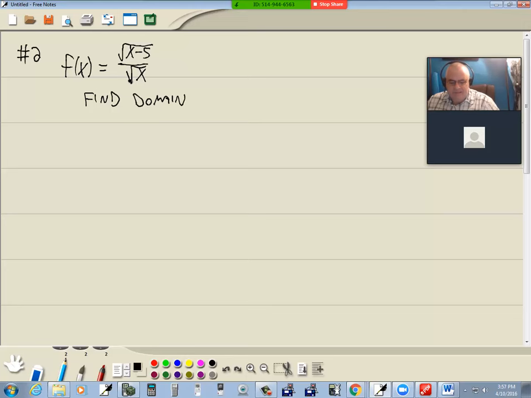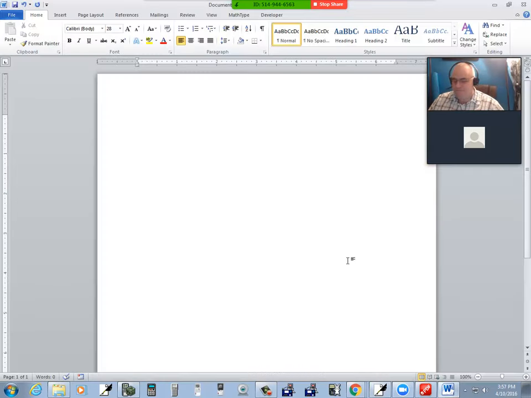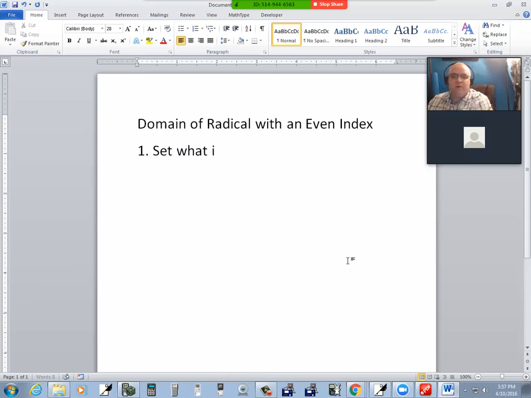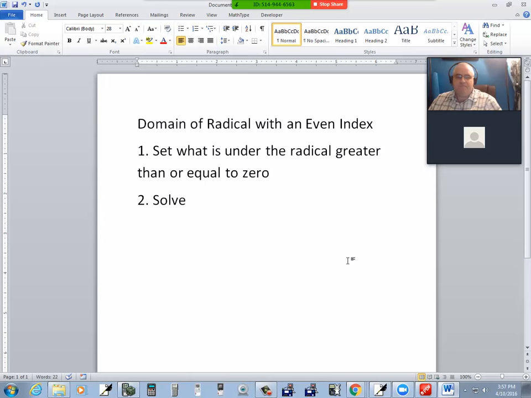Well, whenever we have square roots, and specifically when we're finding the domain of a radical with an even index, and I'll talk more about that here in a second, what we do is we set what is under the radical greater than or equal to 0, and then we solve.